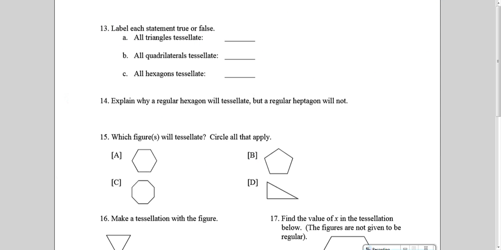Tessellations. All right, so we have to label each statement as true or false. All triangles tessellate. That is true because a triangle has to add up to 180 degrees, which evenly divides into 360. All quadrilaterals tessellate. True, because all quadrilaterals have to add up to 360. So as long as you match things up right, and you have one of each angle next to each other, you're good. All hexagons tessellate. That is false. Only regular hexagons will tessellate.